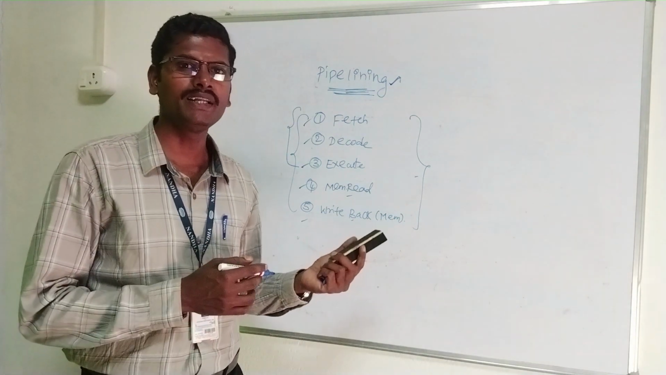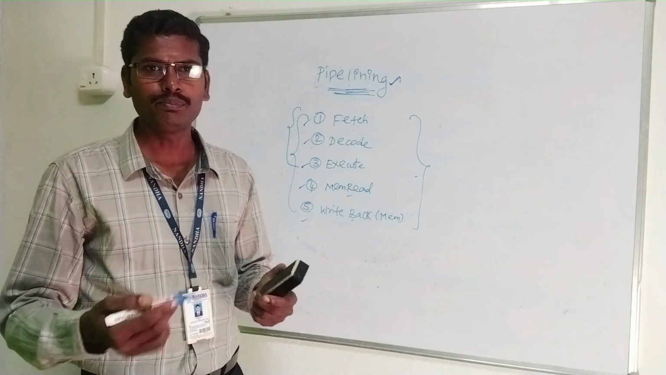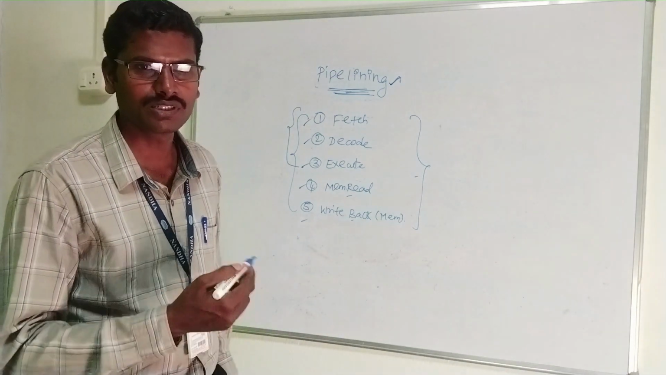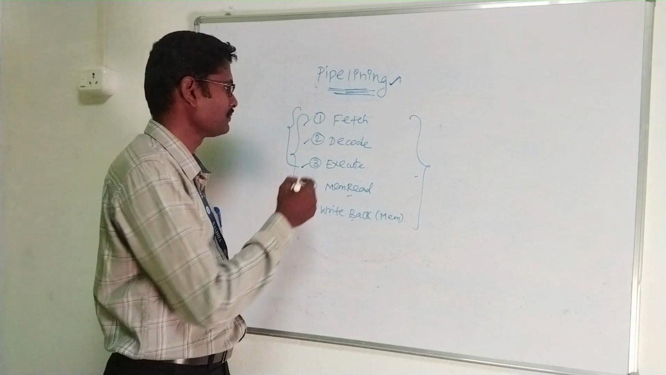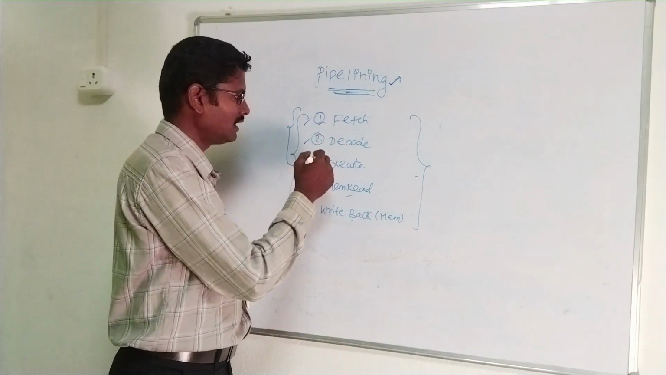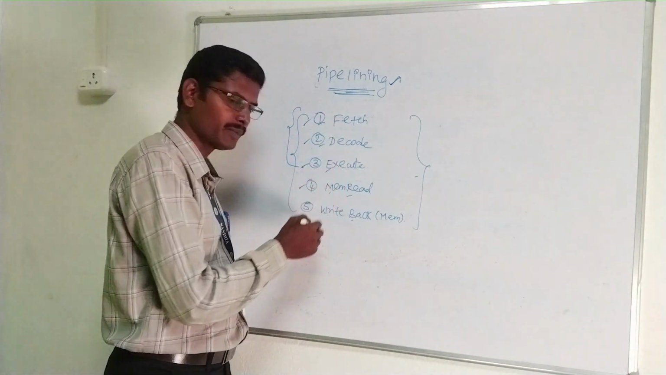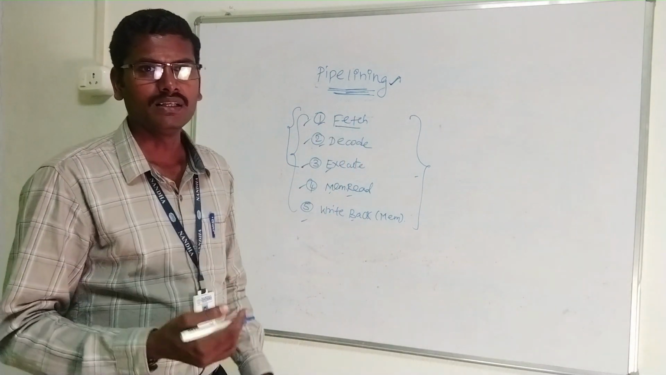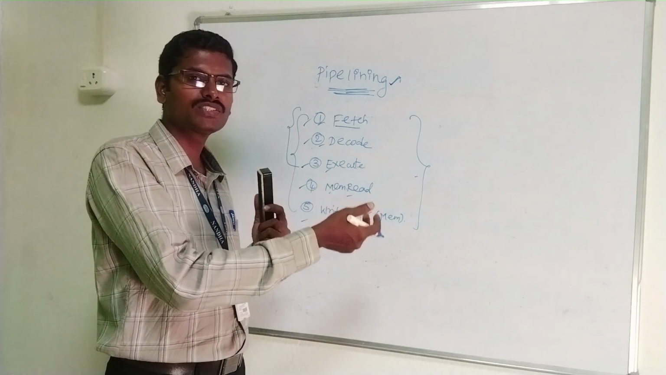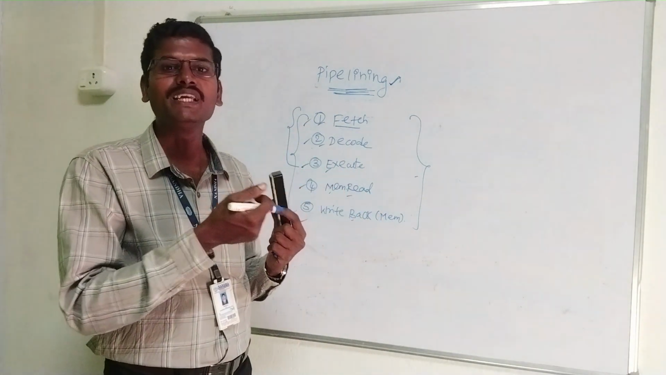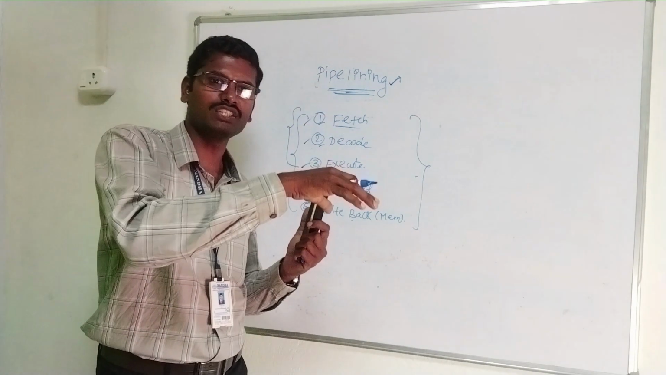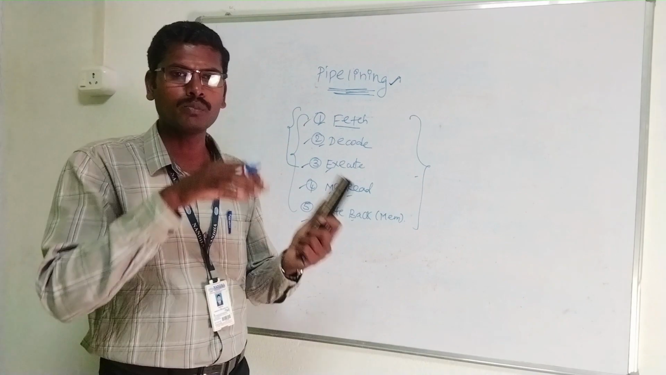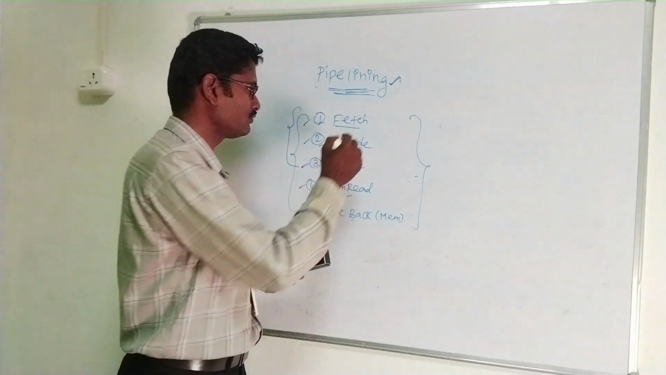So how is this pipelining performed in an instruction? Let's see that now. The first stage of pipelining is fetch, and then decode, execute, memory read, and memory write back, right? Fetch means the processor fetches the instruction from the instruction memory. We store the instructions in the instruction memory, and it fetches them one by one. This is known as fetch, the first stage.